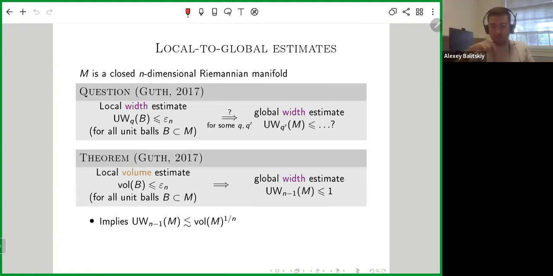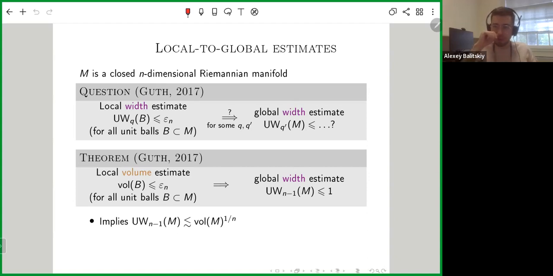That's a cool theorem because first of all, it implies the inequality, and it's much stronger than the inequality that I mentioned several slides ago. If you just use the fact that the volumes of unit balls are smaller than the volume of the ambient manifold, then you just get immediately the inequality that I mentioned before.